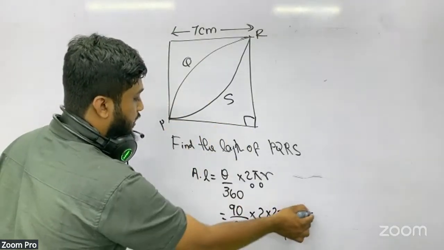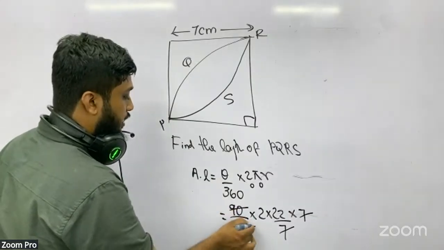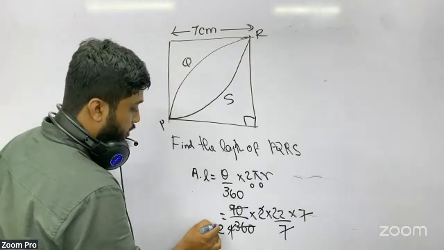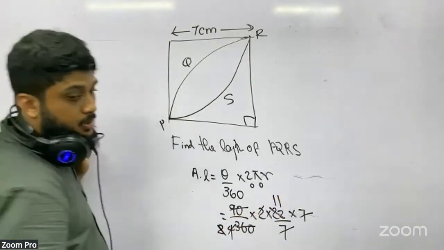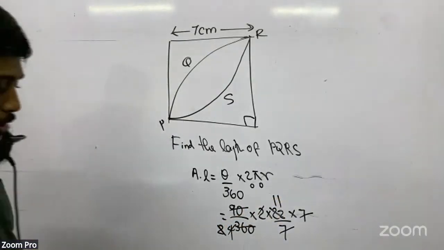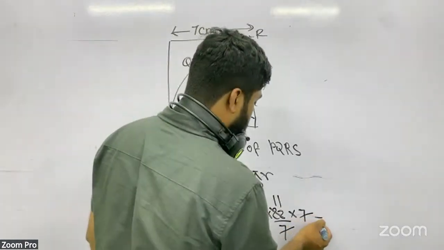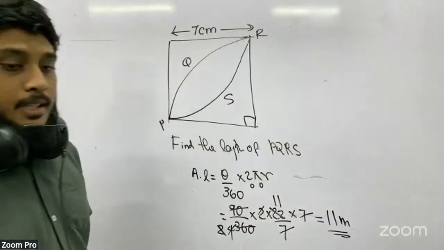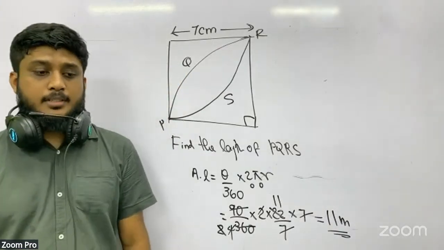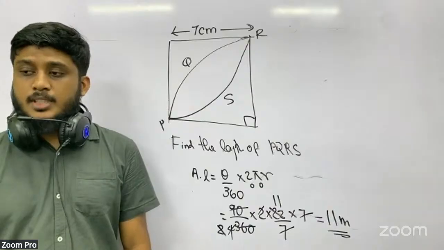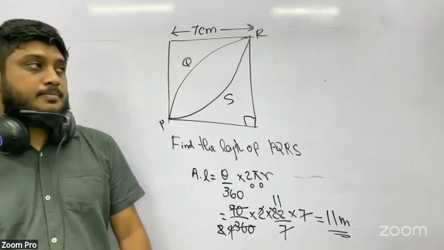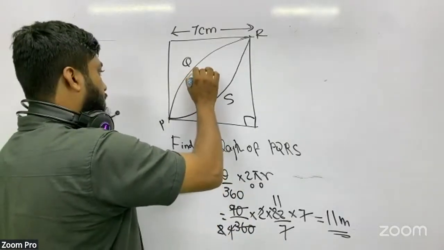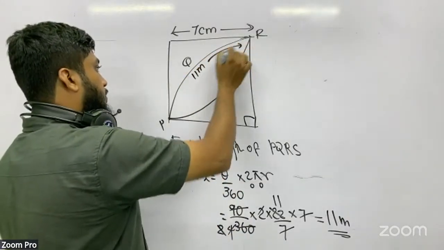So 7 and 7 get simplified. 90 and 360 it will be 4. 2 and 4 you can simplify, it will be 2. This 2 and this 22, if I simplify, will be 11. So what will be the answer for the arc length? 11 meters. Arc length means this length. We found this one is 11 meters, from here to here.